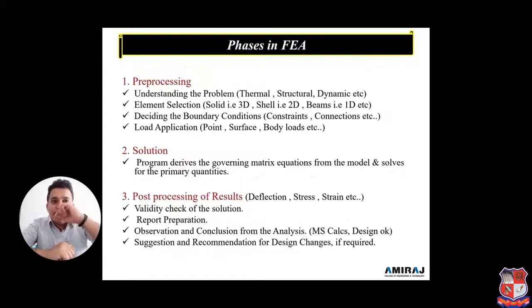Let's start. Actually there are 3 phases in FEA: pre-processing, solution and post-processing. Post-processing we can say is the result part. Pre-processing means deciding for which kind of analysis we want, such as thermal analysis, static structural analysis, dynamic analysis, etc. Then the second one is the element selection. We will look at element selection, 1D, 2D or 3D.